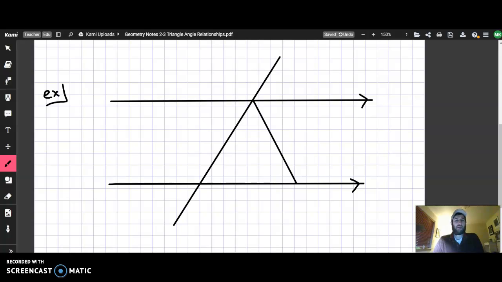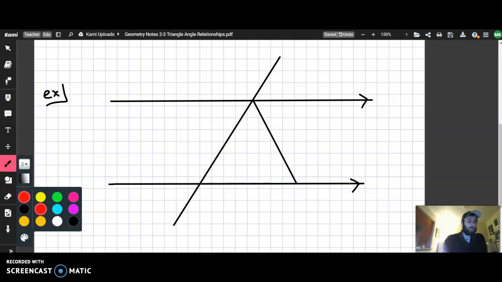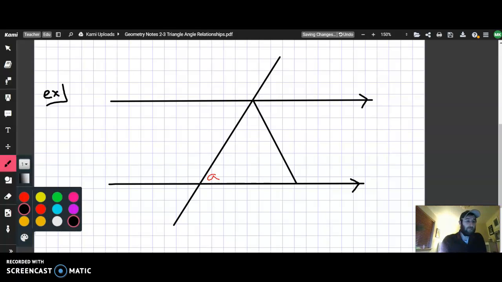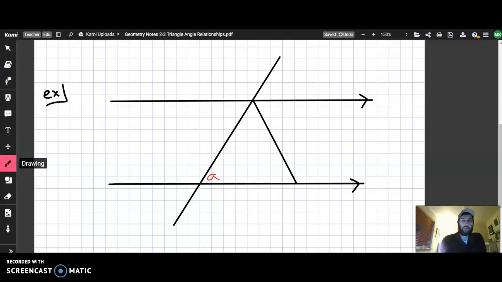What we know based off of this diagram is that we have a pair of straight lines, we have a transversal, and then we have a second transversal. So let's start labeling some things and start working from there. We care about the triangle, so we're going to go ahead and call this A, B, and C.